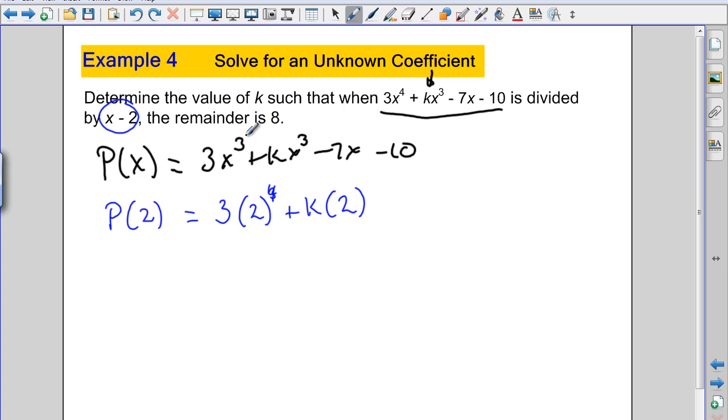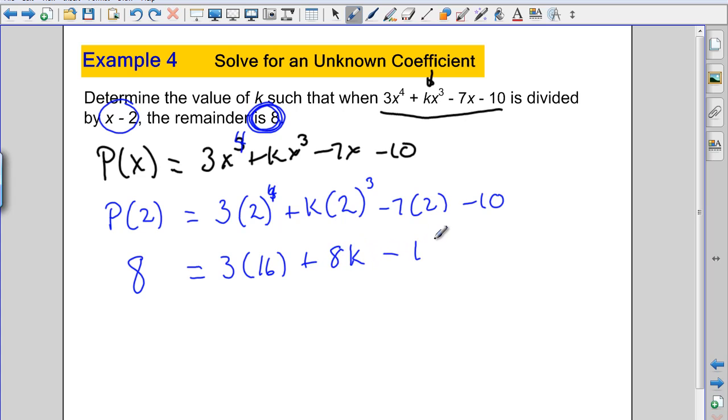Oops, that should be a 4, and that should be a 4. Minus 7 and a 2 minus 10. Now, I still am left with this p at 2 over here, but we were told that p at 2 is equal to a remainder of 8. So I can now replace p at 2 with 8 and expand all of this out. So this becomes 3 multiplied by 16 plus 8k minus 14 minus 10.